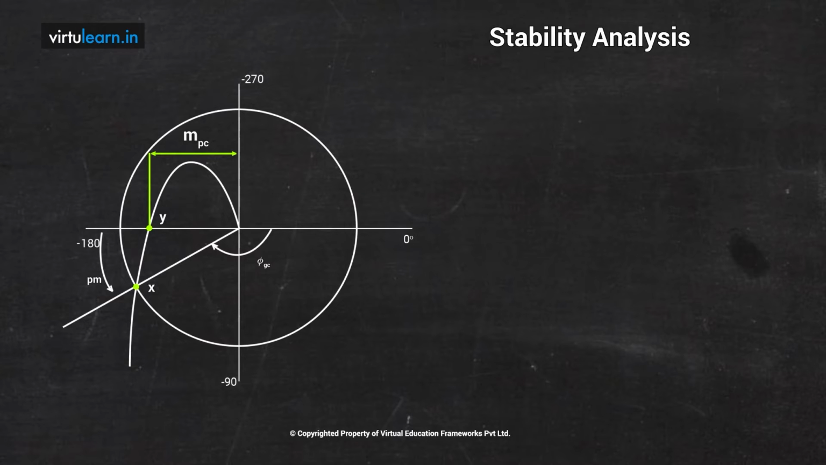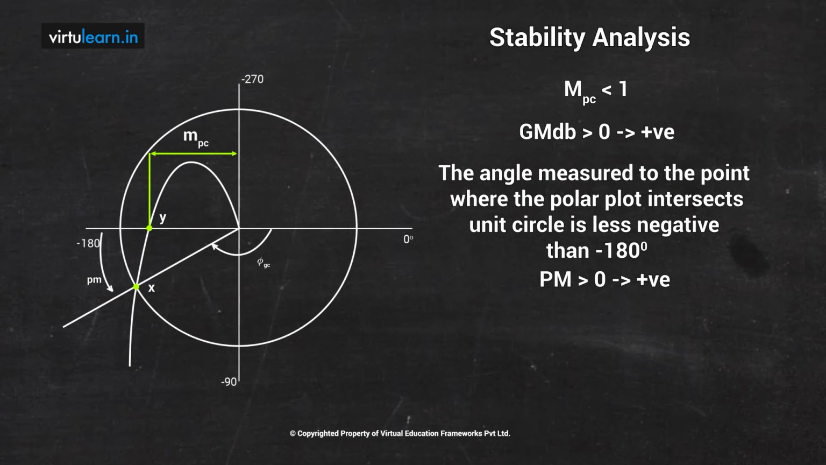When is this possible? If you look here, I have the unit circle, and the point where the polar plot intersects the minus 180 degrees line is within the unit circle. What does it mean? It means MPC is less than 1. When MPC is less than 1, minus 20 log MPC gives a positive value. So whenever MPC is less than 1, or within the unit circle, the gain margin is positive, which means my system is stable.